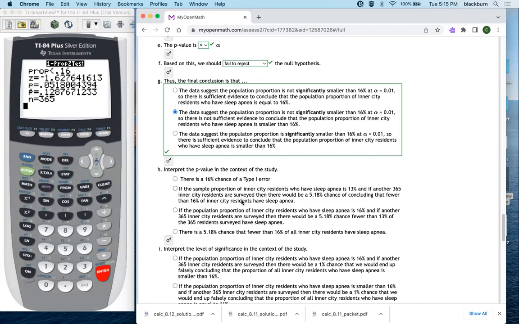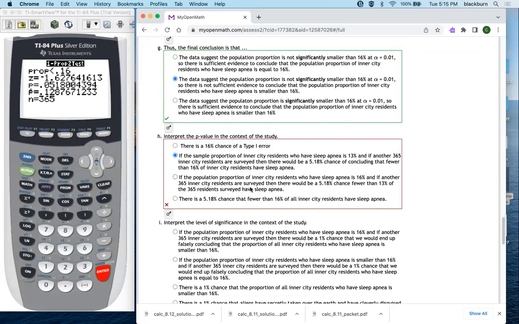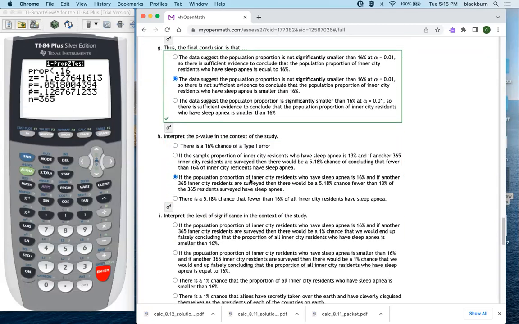Okay, let's read the next one. If the population proportion of inner city residents who have sleep apnea is 16%, and if another 365 inner city residents are surveyed, then there would be a 5.18% chance, that's the p-value, of fewer than 13%. So that's your p hat. But that is talking about, I'm going to choose this one. Nope. It's this one. Okay, so we have to be talking about the population proportion with the p-value, because that's what we're trying to figure out. So it doesn't matter to talk about sample proportion in that one.